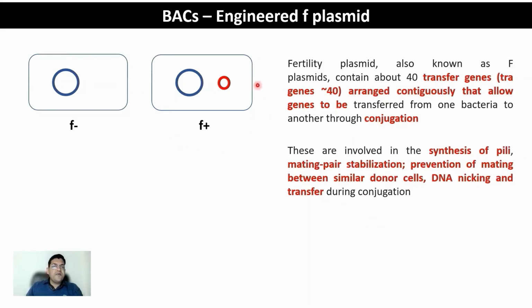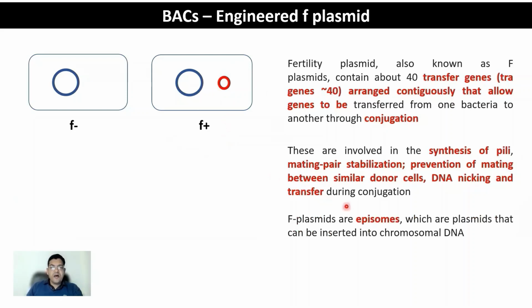Another important feature of the F plasmid is that they can function as episomes. So F plasmids are episomes, which are plasmids that can be inserted into the chromosomal DNA at times, right? And depending on whether the F plasmid is existing independently or is integrated into the host chromosomal DNA, you have another strain type that is called Hfr. As you can see, in this case, the F plasmid works as an episome and is integrated into the host chromosomal DNA. The episome can also excise from the host chromosomal DNA and again form a plasmid.